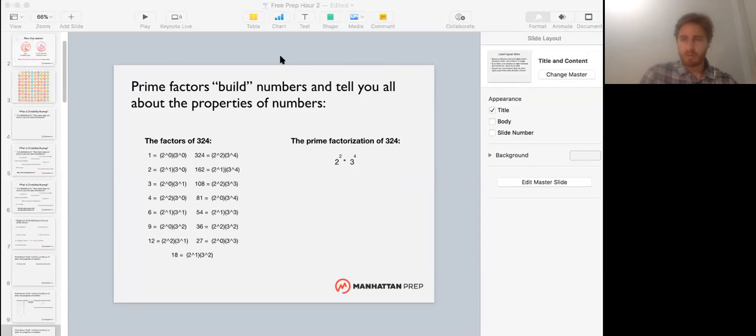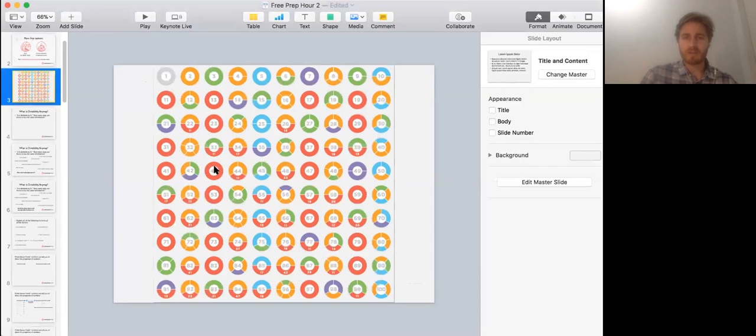So all the properties of your number are just tucked right there in the prime factorization. And if we go back to the prime circle chart, okay, I know the number 78. It's a multiple of 6 because it's got an orange and a green. It's got a 2 and a 3. Okay, so it's got 2, 3, 6.